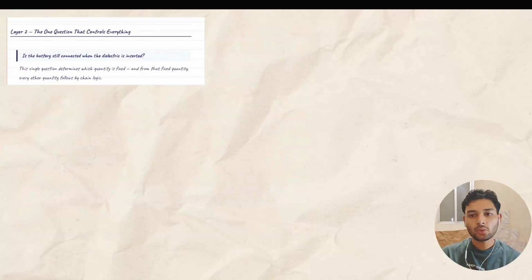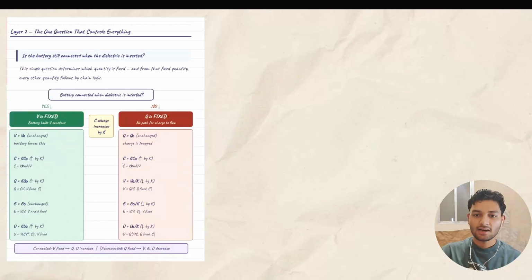The next topic is the one question that controls everything: is the battery still connected when the dielectric is inserted? This single question determines which quantity is fixed, and from that fixed quantity every other quantity follows by chain logic. What is fixed and what is not determines how the voltage, the charge and the energy behave. If the battery is connected when the dielectric is inserted, V is fixed: the battery holds V constant.